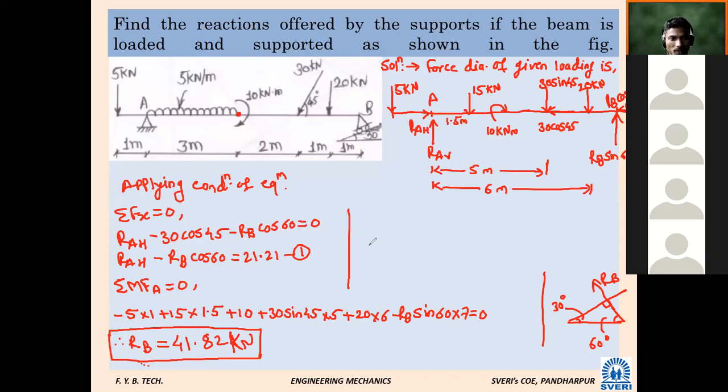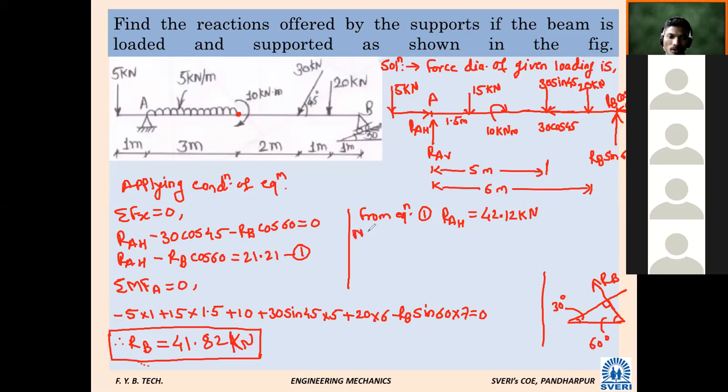Now is it possible to calculate RAH? Calculate RAH from equation 1. 42.12 kilonewton. Now I want to find RAV. Is RAH correct? Yes, sir.